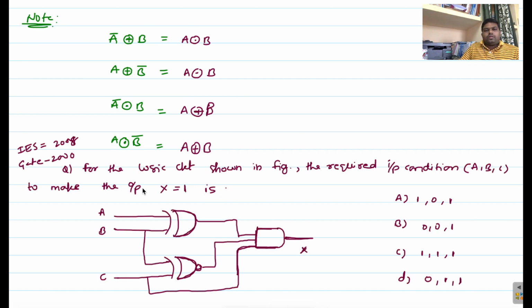Okay, so this is a GATE 2000 problem, and the same question was repeated in IS 2008. For the logic circuit shown in the figure, what are the required input conditions A, B, C to make the output X equal to 1?